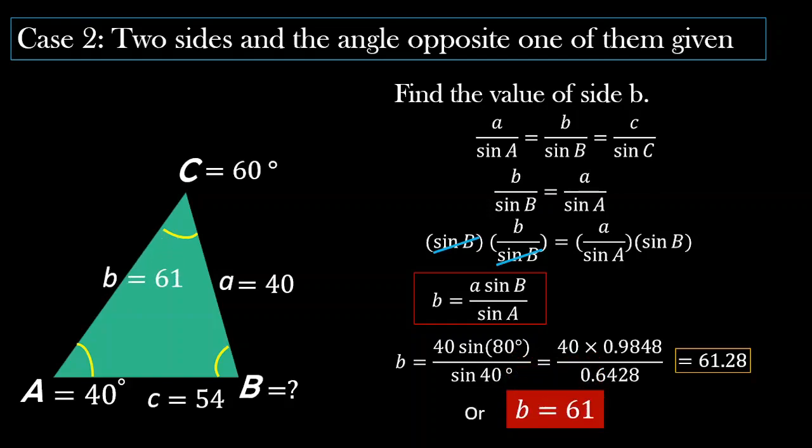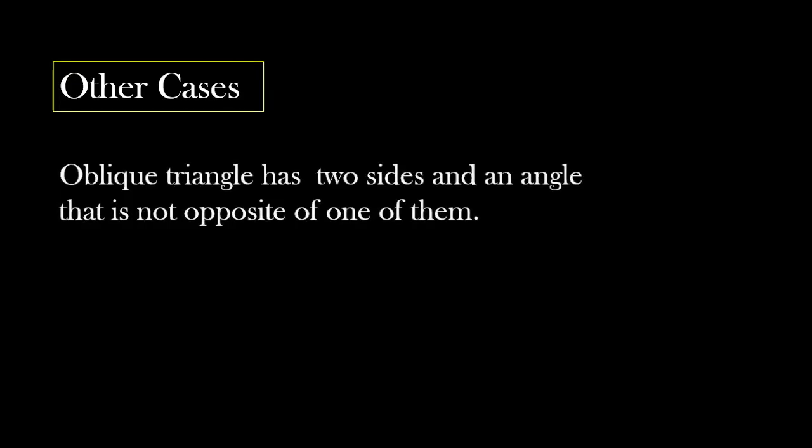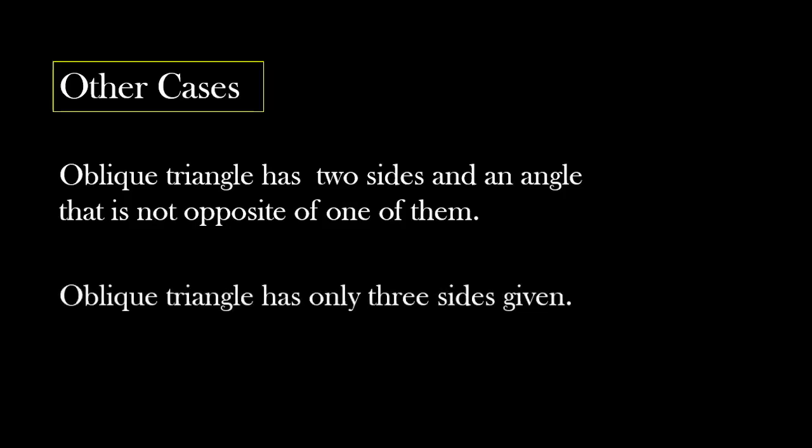There are other special cases in oblique triangles that should be solved using other laws in trigonometry. An oblique triangle that has two sides and an angle that is not opposite one of them. An oblique triangle that has only three sides given. It will be presented in our next video.